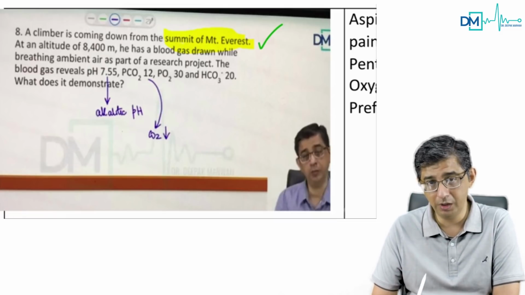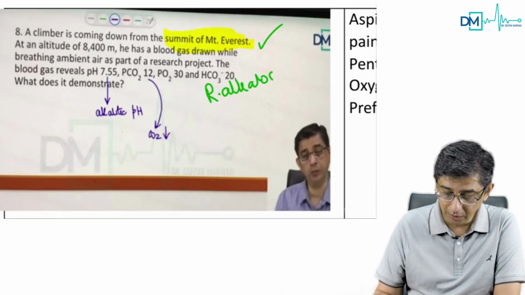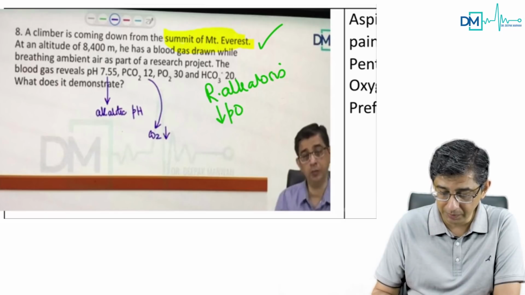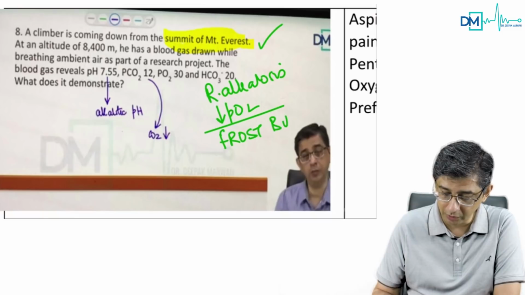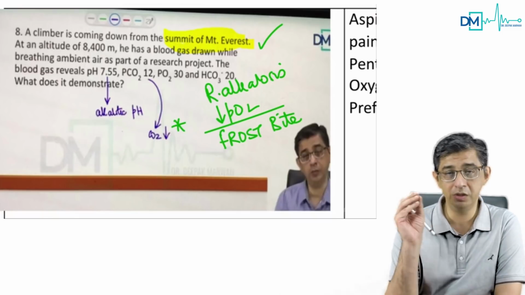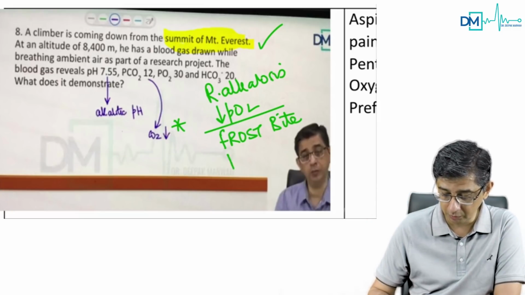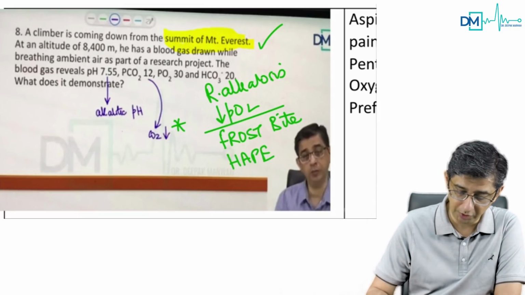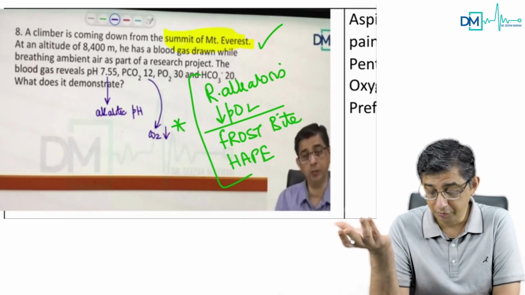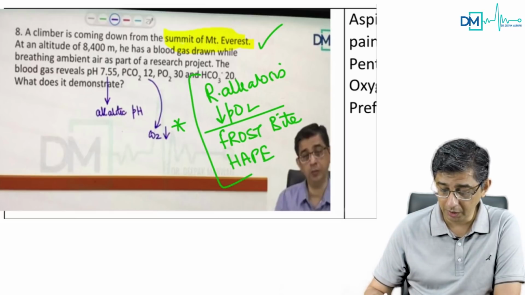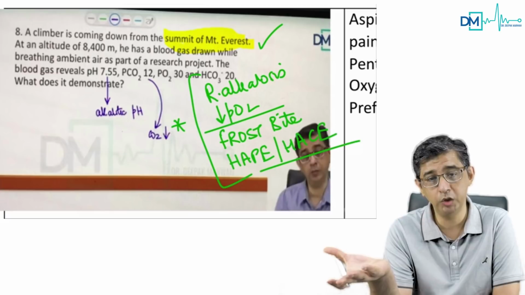So there can be two possibilities. One, the guy will always be having respiratory alkalosis. He would be having hypoxia, and because of cold there would be frostbite. The moment you read a question about a soldier posted on Siachen glacier or the summit of Mount Everest, what are you thinking about? You are thinking about four things. That is the thought process I want you to always have: respiratory alkalosis, hypoxia, frostbite, high altitude pulmonary edema, and high altitude cerebral edema. Those are the complications that are seen at high altitude.